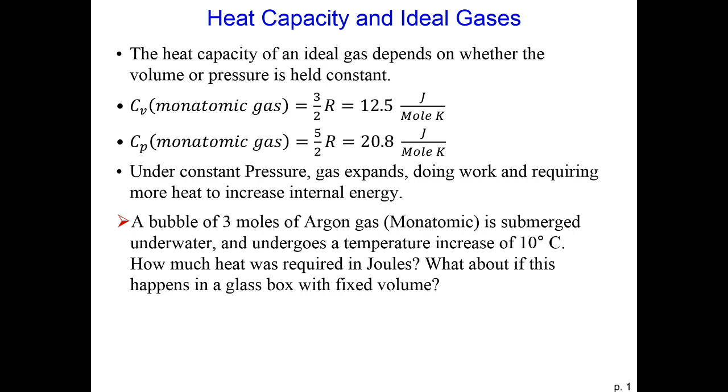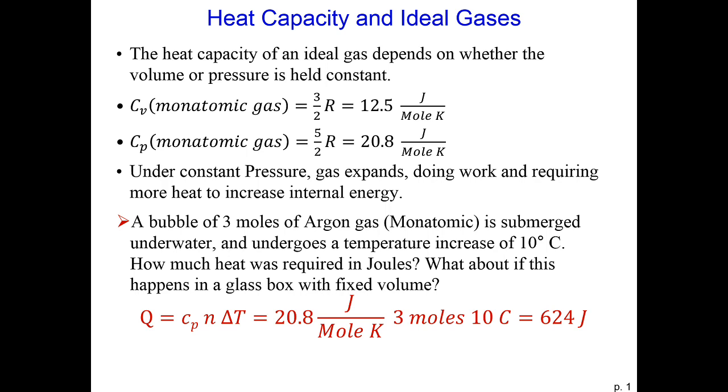So the heat required is the constant pressure heat capacity times the number of moles times the change in temperature. So that is 5/2 R, which is 20.8 joules per mole Kelvin, times 3 moles times 10 degrees Celsius, which is 624 joules. Now we'll do the fixed volume case.